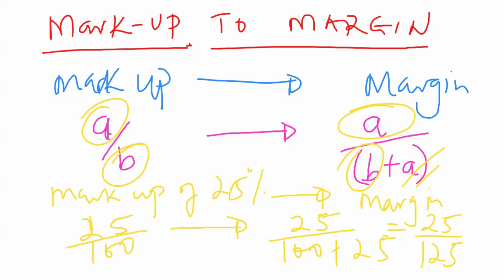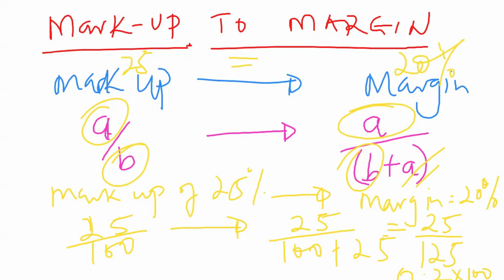So this will give you 0.2. So that is 0.2 times 100, which will give you 20%. So the margin will therefore be 20%. So it is very true that a markup of 25% equals a margin of 20%. It is very true, and we've done the illustrations here.